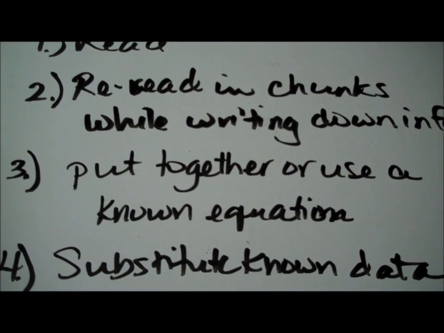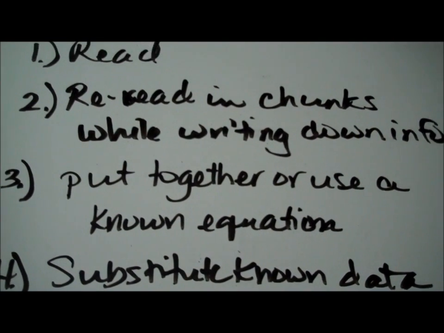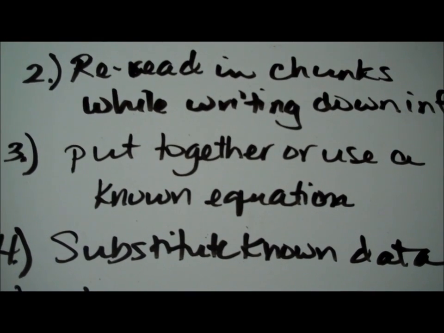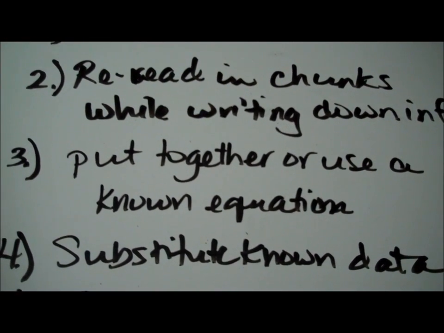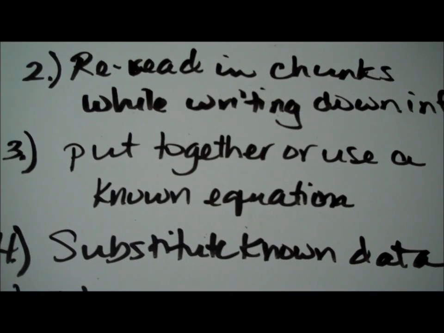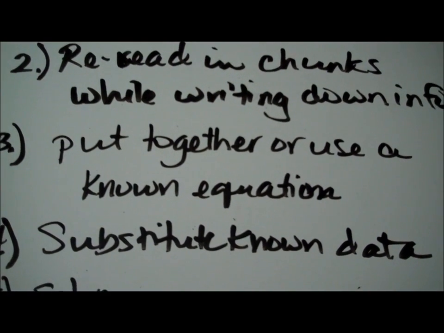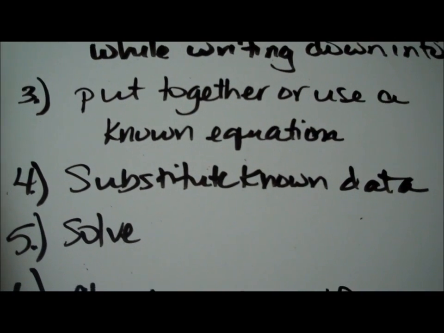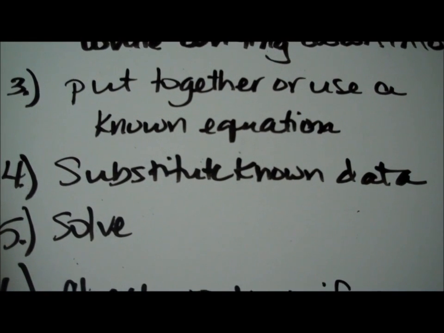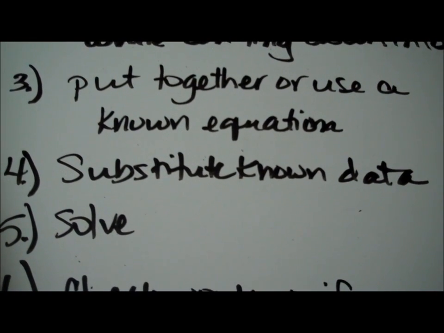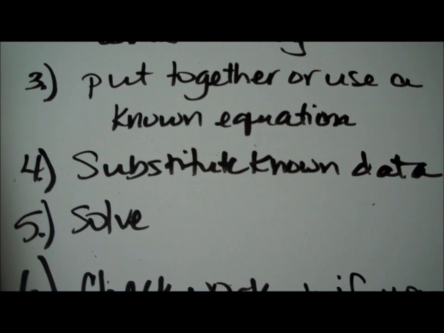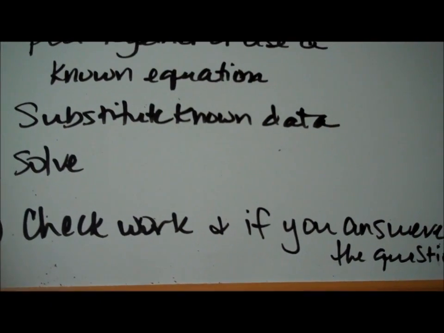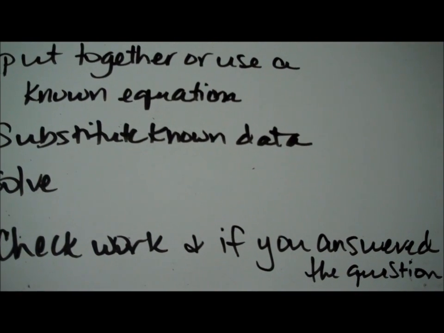Step number 3, put together or use a known equation. If we're talking about perimeter, you should be using P equals 2L plus 2W. If we're using area of a rectangle, you should be doing A equals either base times height or length times width, things like that. Step 4, you need to substitute your known data. Okay, if you know what the length is, stick it in. If you know what the width is, stick it in. Step number 5 is you need to work it out, solve. And step number 6, check work and make sure that you check to see if you answered the question.